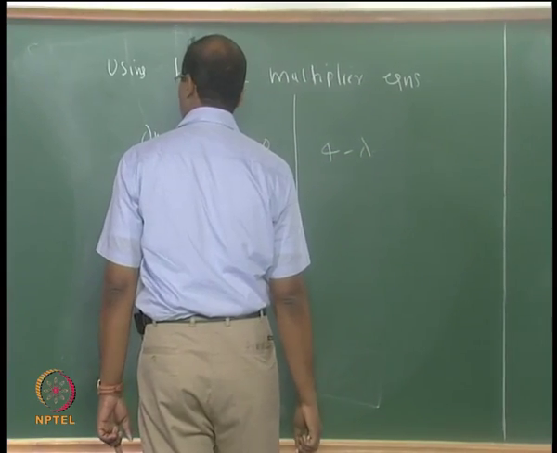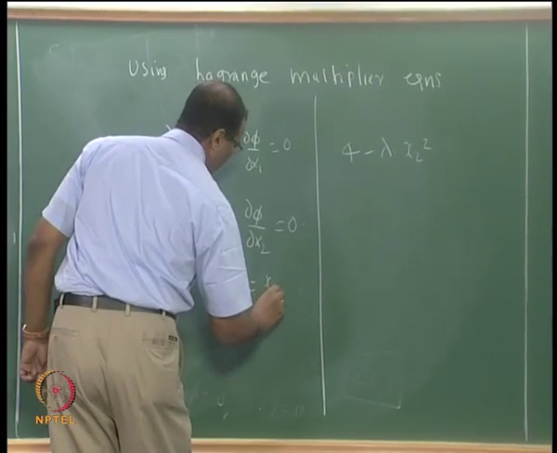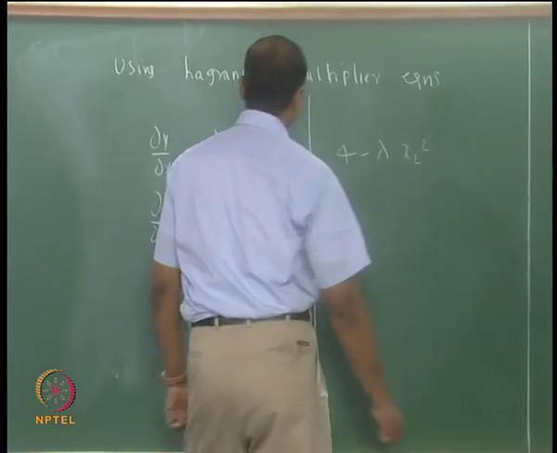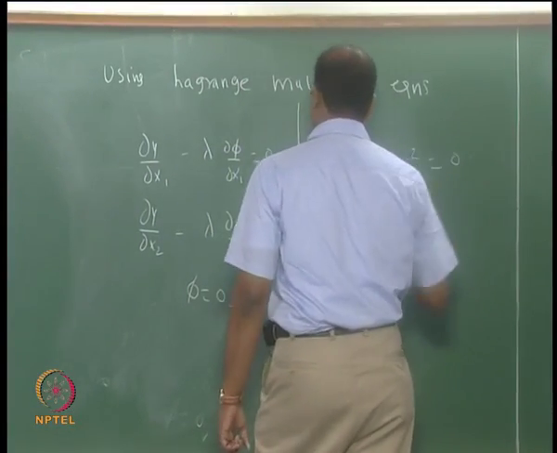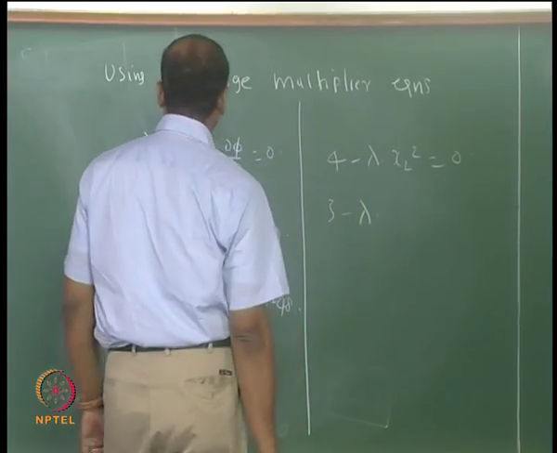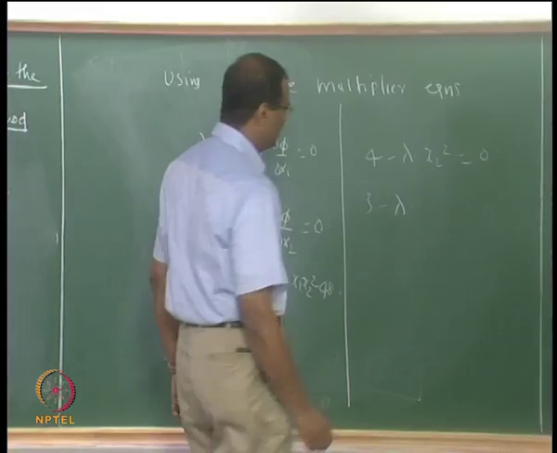dou phi by dou x1 equal to 0, and dou phi by dou x2, 2 x1 x2, right.